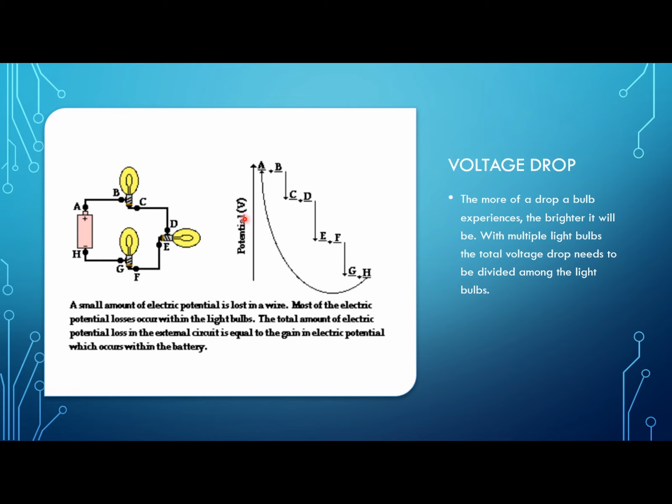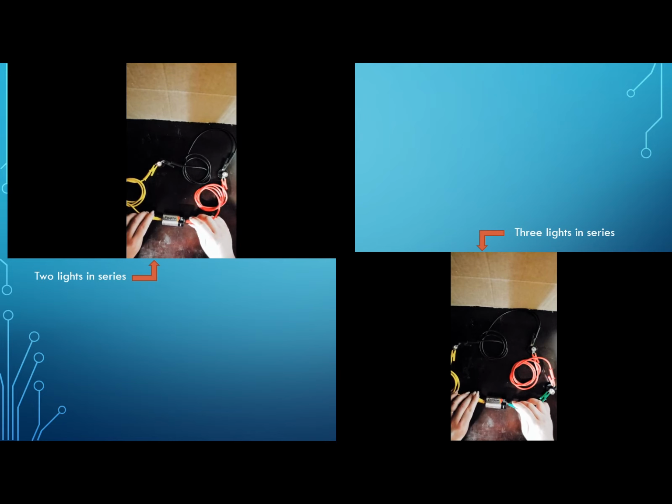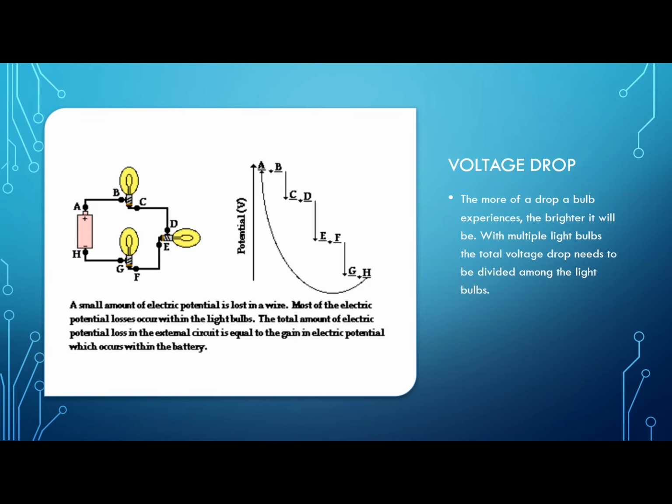Which is why, like I said, the bigger the voltage drop, the brighter the light bulb. When you have all these smaller voltage drops, you're going to get a much dimmer view. And I will upload some videos to your Canvas where I did the experiment here with your light bulbs, but I did them in the dark so you can see them a little bit better.